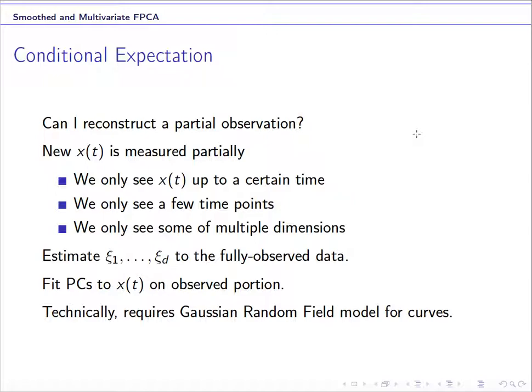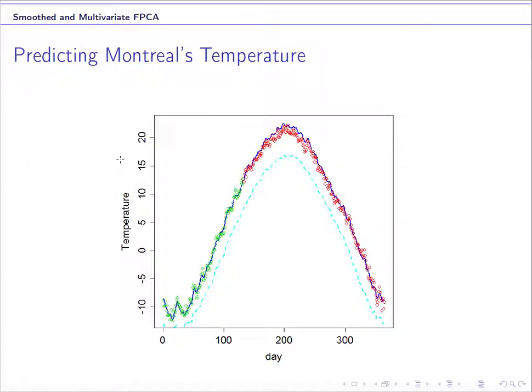So there's another big advantage when we do FPCA: we can do some prediction. For example, suppose for one curve x(t), we only observe x(t) up to a certain time, or we only observe x(t) at a few time points, very sparse. Or if x(t) is multivariate, we only observe one of the function variables. How can we predict the other variables? Using FPCA, it's actually very easy to do this.